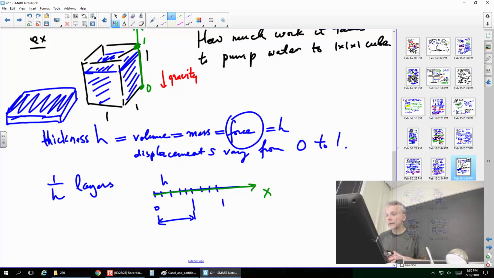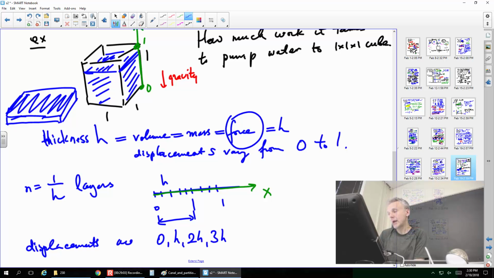Okay, so let's see, what do we have here now? 1 over h layers. Well, let's say n layers, so we have n layers, which means that h is equal to 1 over n. The trip, each of them, in chronological order, will be from the bottom. Let me just list displacements. They are 0, h, 2h, 3h, and nh, which is supposed to be equal to 1.